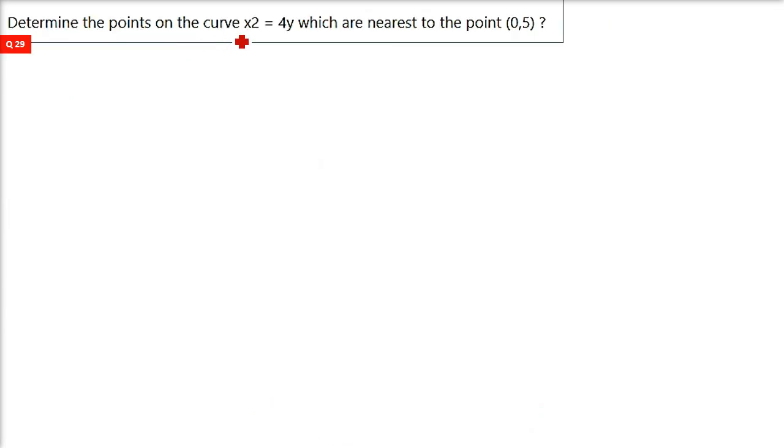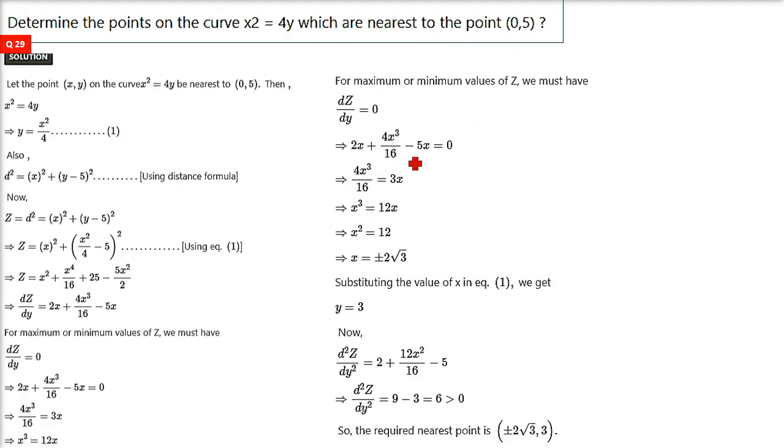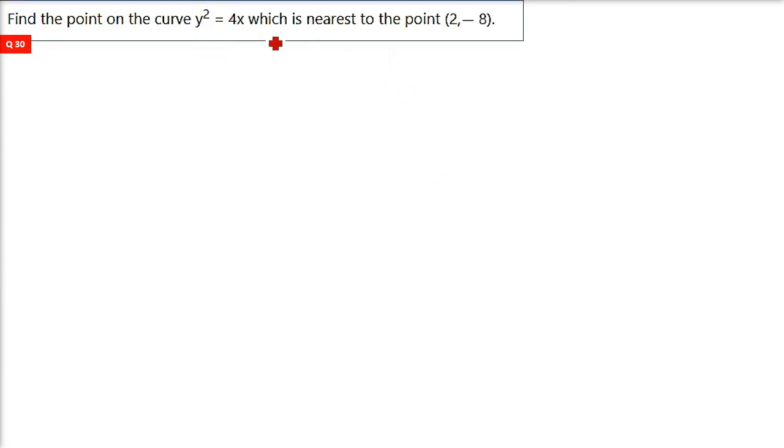Determine the points of the curve, this one, x square equals 4y, which are nearest to the point 0,5. Now you have to see it very carefully. There are 4 to 5 questions like this. This is the second one. Now the next one, third one.